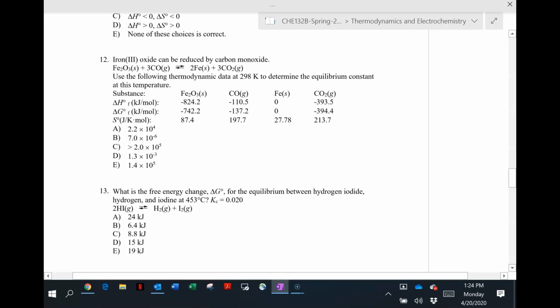Number 12 here is asking you to do the equilibrium constant, and remember that once you get delta G is negative RT ln K. That means that if we solve that for K, K is equal to e to the negative delta G divided by RT. And so you could figure out what that is. Since we are working at 298, we can use the delta G sub F in this case.